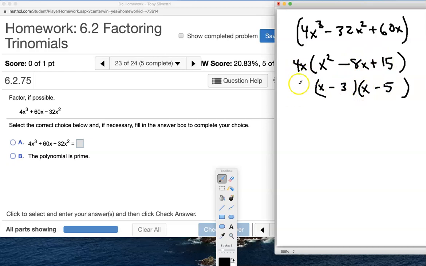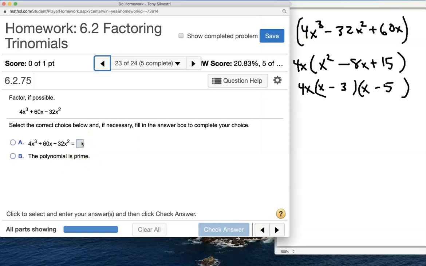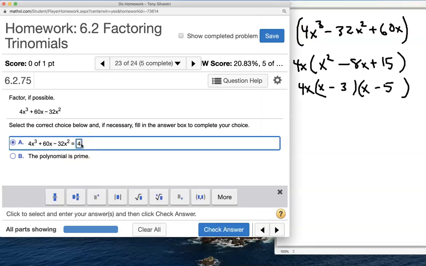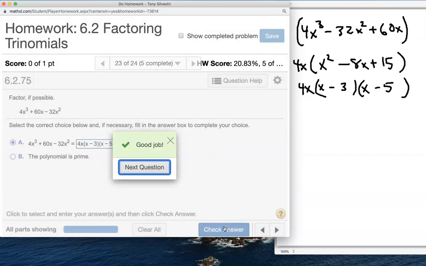But make sure when you enter it, not to just enter this part, you've got to enter the original 4x that you also pulled out as well. So let's see if we can put that into the computer and get a green box. 4x, x minus 3, x minus 5. Check your answer. Great job.